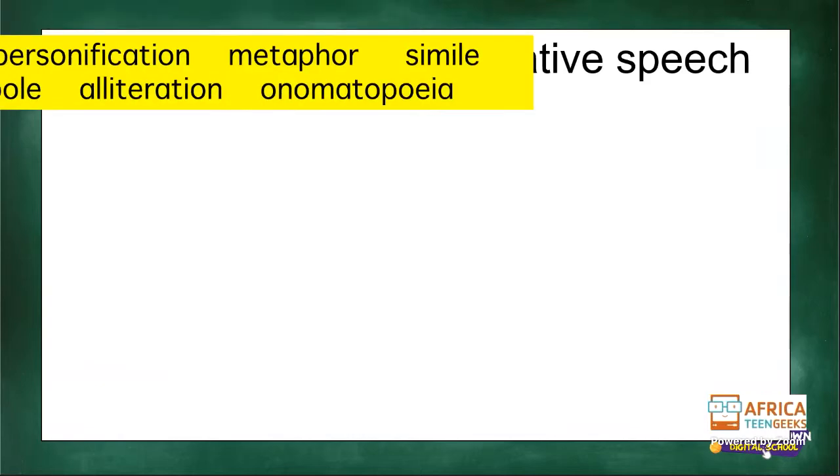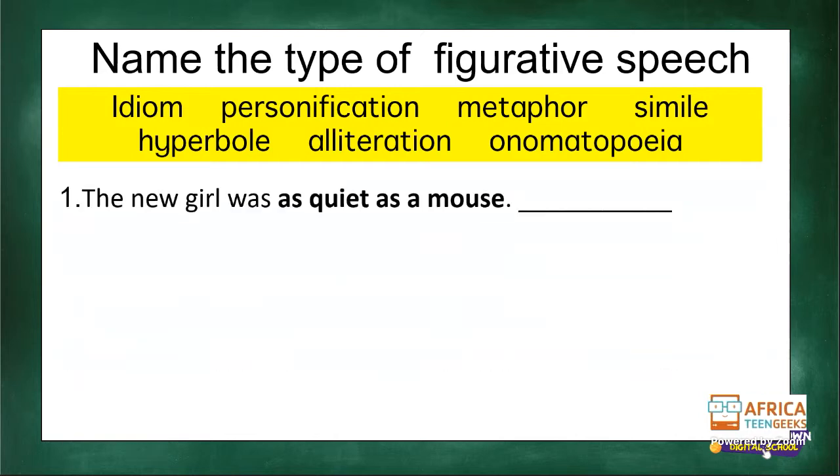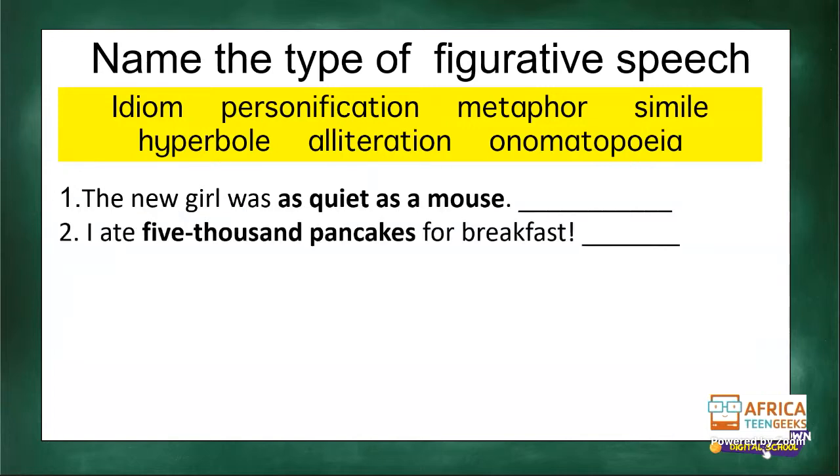So yesterday I gave you the same little test. Should we just see again if you can remember these 7 different kinds? Idiom, personification, metaphor, simile, hyperbole, alliteration, onomatopoeia. Okay. So first of all, the new girl was as quiet as a mouse. When you're doing these, you always look for a clue, and I would say the clue is that as. Okay, as. Right, you got that one? Number 2, I ate 5,000 pancakes for breakfast. The clue, is that an exaggeration or is that the truth?